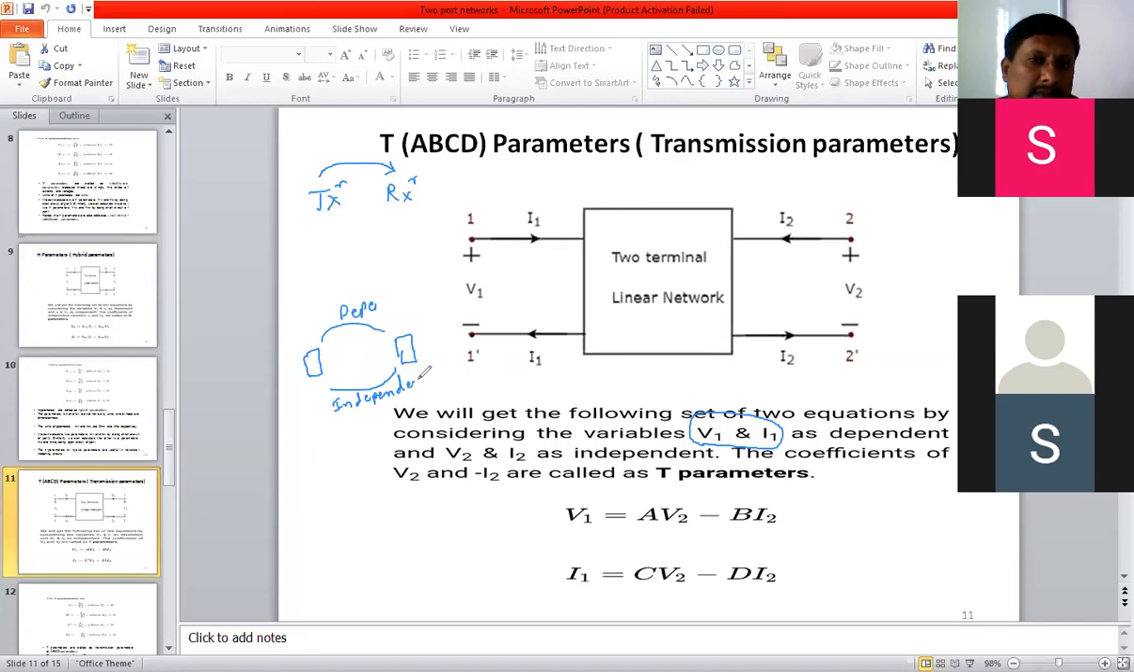So in case of transmission parameters, the variables of same port will act as dependent. Variables of same port will act as dependent variables.